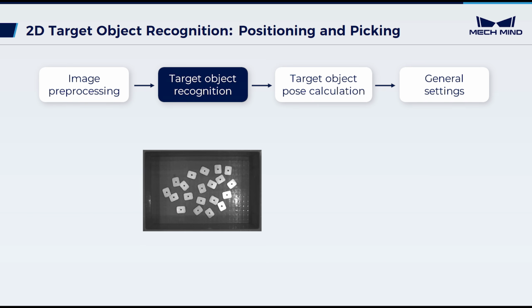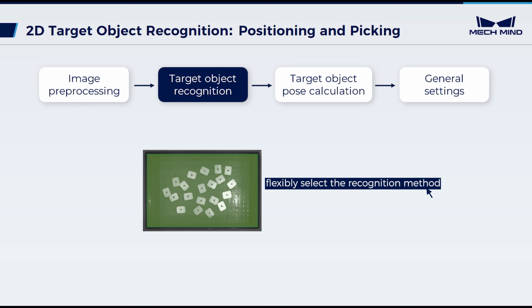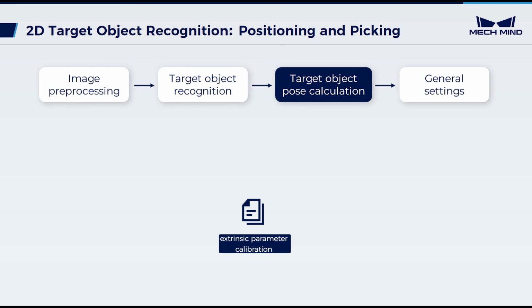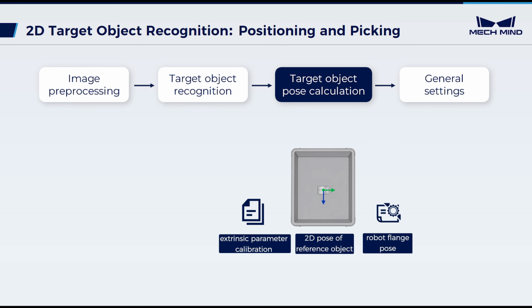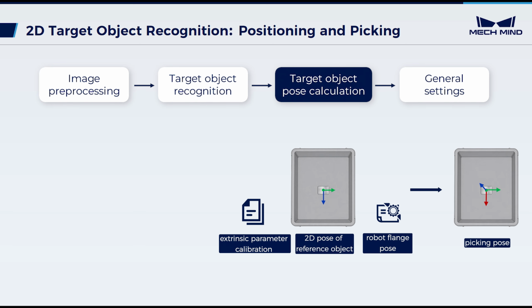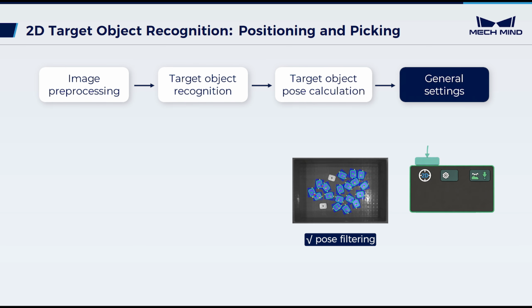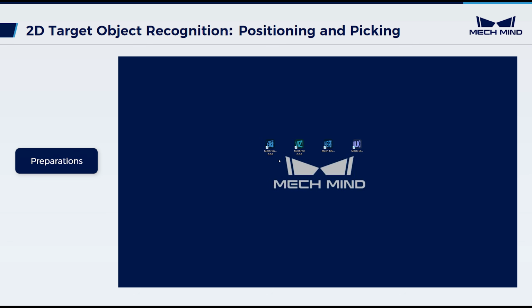For target object recognition, it's necessary to set the region of interest and flexibly select the recognition method based on object features. Then, adjust parameters accordingly to accurately recognize the target objects. After recognition, using the camera's extrinsic parameter calibration data and the reference object's teaching information, the recognized 2D pose of the object is automatically converted to the 3D pose required for robot picking. In general settings, configure pose filtering rules and output ports to ensure the results meet the requirements for subsequent picking. Now, let's move on to the configuration process.